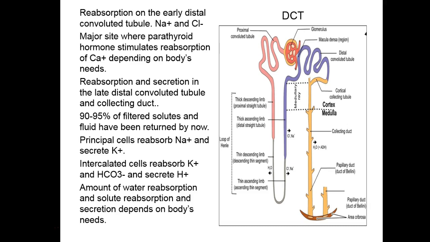From the descending limb, where again more water is reabsorbed into the peritubular capillaries, and then the ascending limb, distal convoluted tubule into the collecting duct.